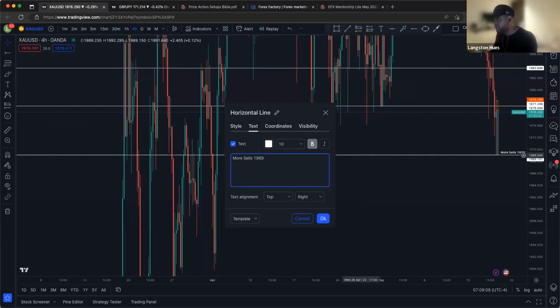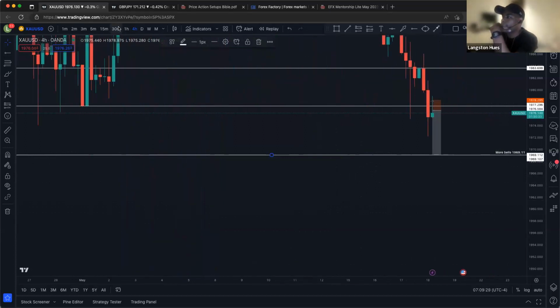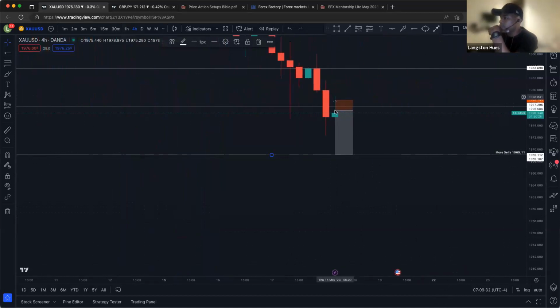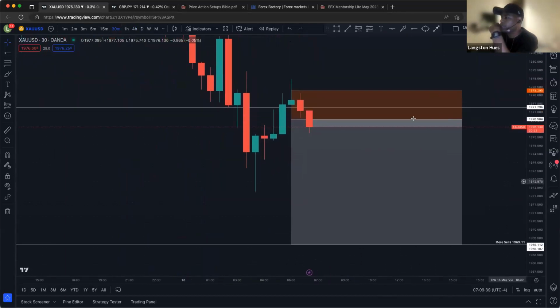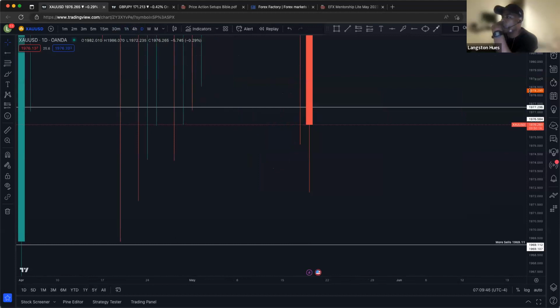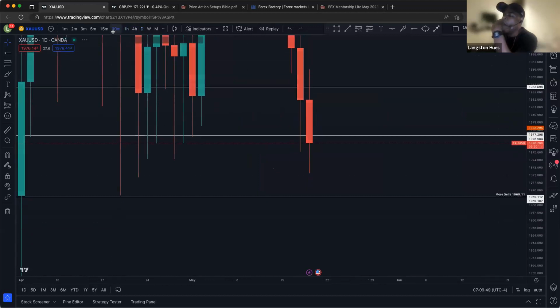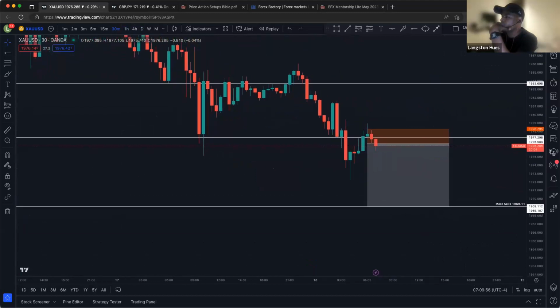1969. That's 1969. Yeah, that would be awesome. The 4-hour has this strong rejection top wick up here. The 30-minute, still no top wick. The 1-hour also no top wick. Sweet. So now we just gotta wait.